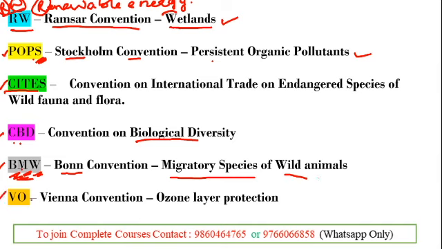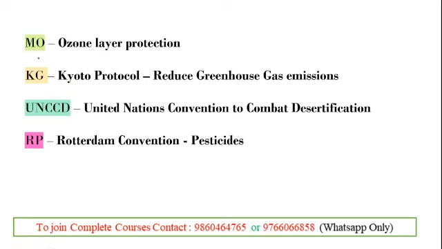Clear? Then WO. You can remember a phone, Vivo. So here the V is cancelled and you can simply remember WO. So WO: W for Vienna Convention, O for ozone layer protection. Okay, then the next one related with MO. So WO and MO are both related with ozone layer protection. So MO is for the Montreal Protocol. The Montreal Protocol and the Vienna Convention are both related with ozone layer protection.